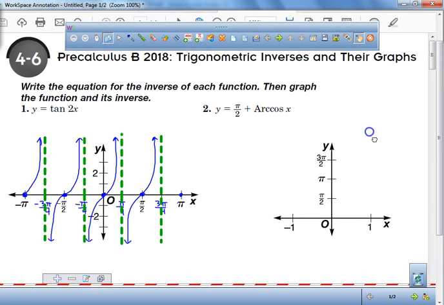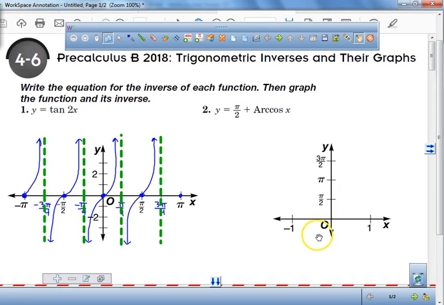Now, we've already graphed tangent of x, we've graphed these before, okay? But one thing we have not graphed is the inverse of this function. So we're going to talk about what an inverse will look like.